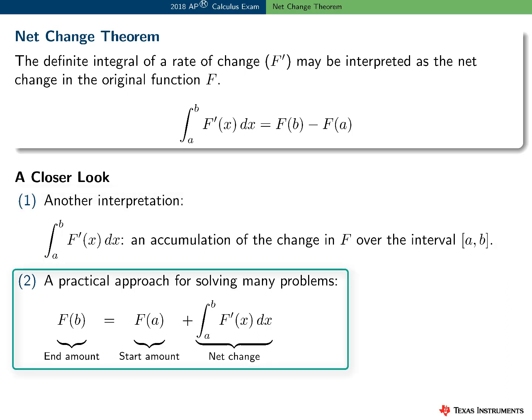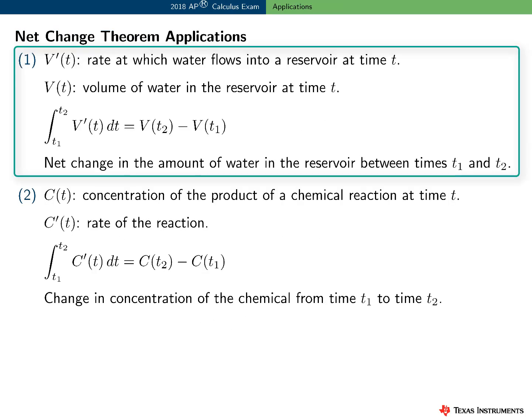And we can also rearrange the terms in this equation to give us a practical approach for solving many AP Calculus type problems. We can write f of b is equal to f of a plus the integral from a to b of f prime of x dx. Or a way to think about this is that the end amount is equal to the start amount plus the net change. This principle has many uses, and it can be applied to rates of change in the natural and the social sciences. Here are some examples of the net change theorem in action.